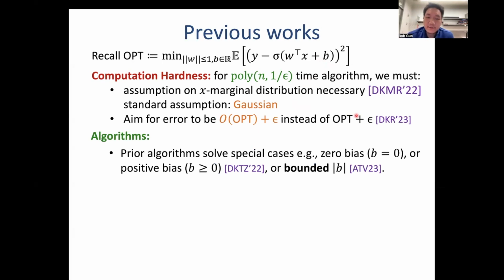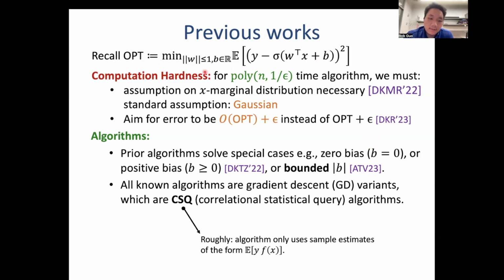Previous works have also studied algorithms for this problem. But prior algorithms only solve special cases of this problem, namely the case where the bias B is limited to 0, or positive, or bounded. This means their learning algorithm produces an f that is only competitive against a smaller class of functions instead of all the ReLU neurons. This is why our setting is slightly harder than the previous settings.